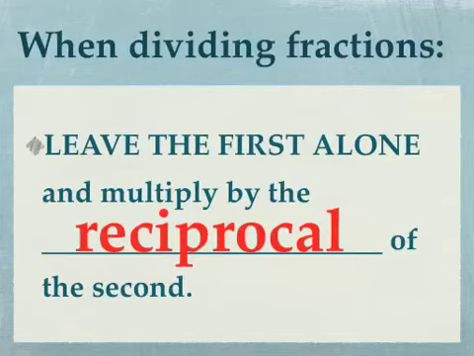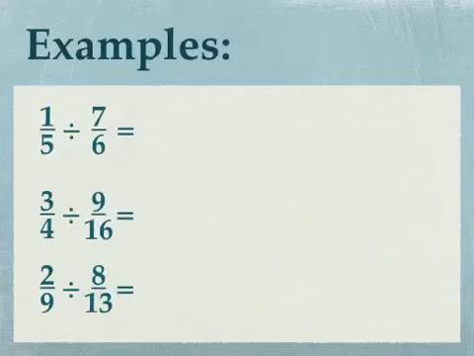When dividing fractions, you leave the first fraction alone, and you're going to multiply by the reciprocal of the second fraction. So nothing happens to the first fraction. I'm going to change my division sign to a multiplication sign, and I'm going to find the reciprocal of the second number. An example, the first one says 1/5 divided by 7/6.